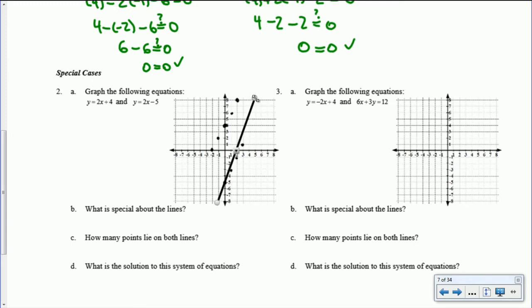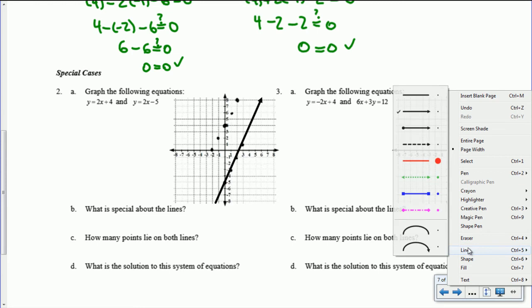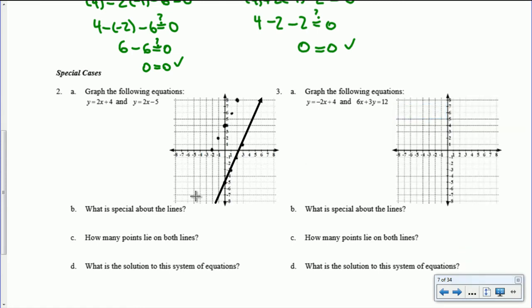So that's pretty close. And the next line. That's better.